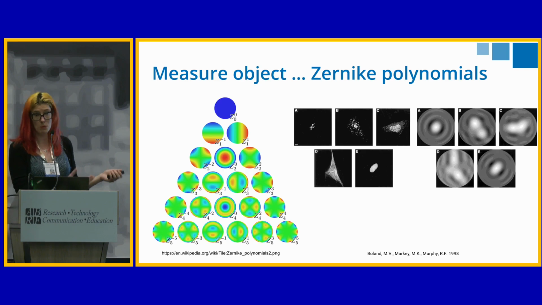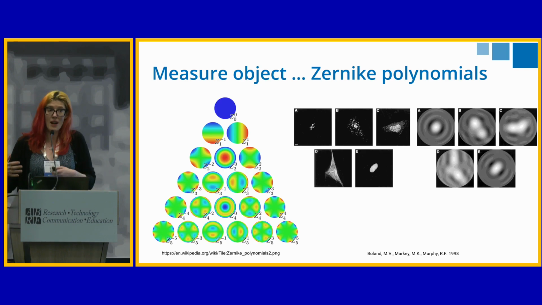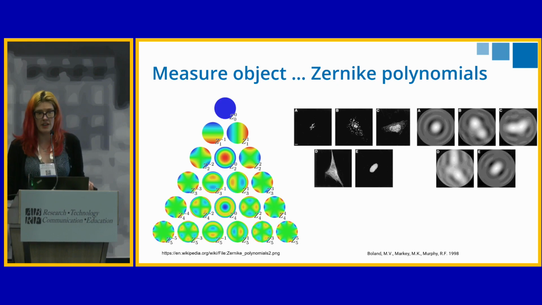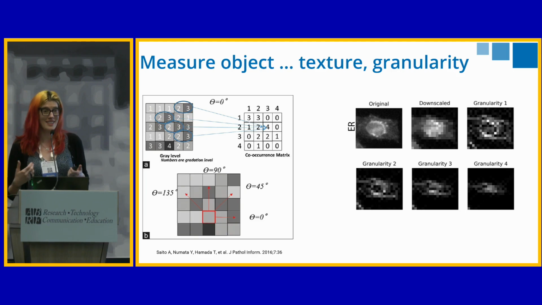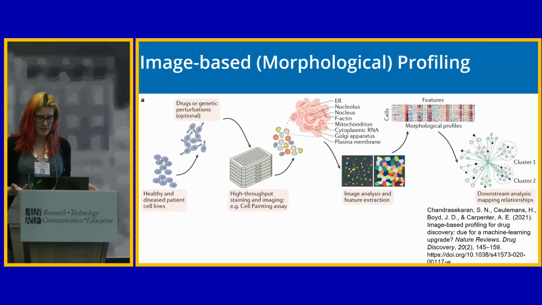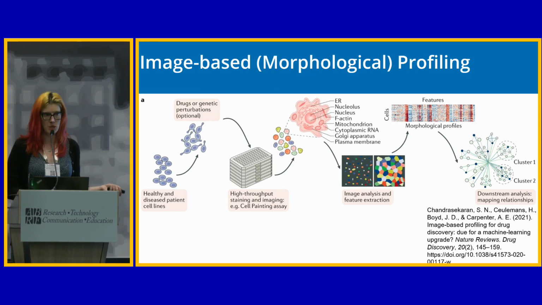So you can have very interpretable features. You can have features that are less easy for a human to interpret, but are still very descriptive of your data, and therefore very useful. We have other things such as texture and granularity, other examples of categories of math you can do that is not terribly human interpretable, but very nicely provides features that explain the differences in your images. So all of this combines into the field of image-based or morphological profiling, which is basically imaging omics, which is one thing that our lab excels in.